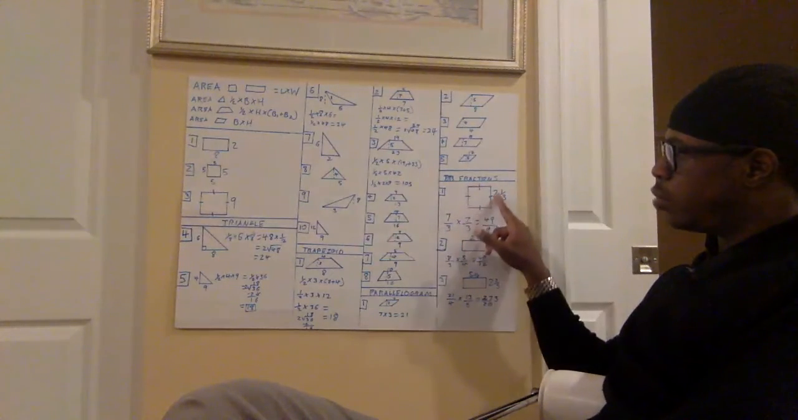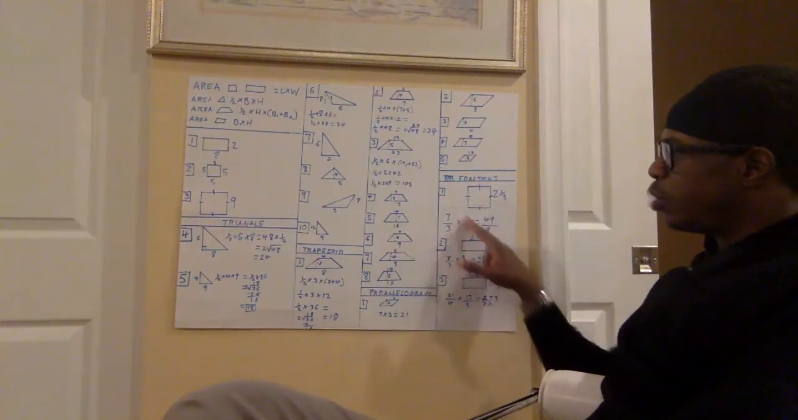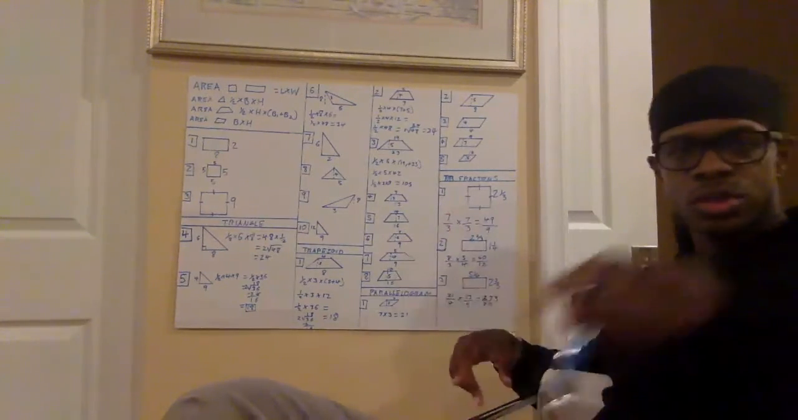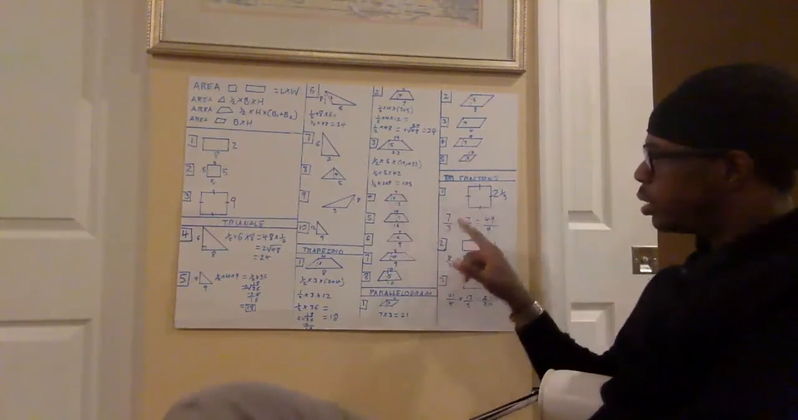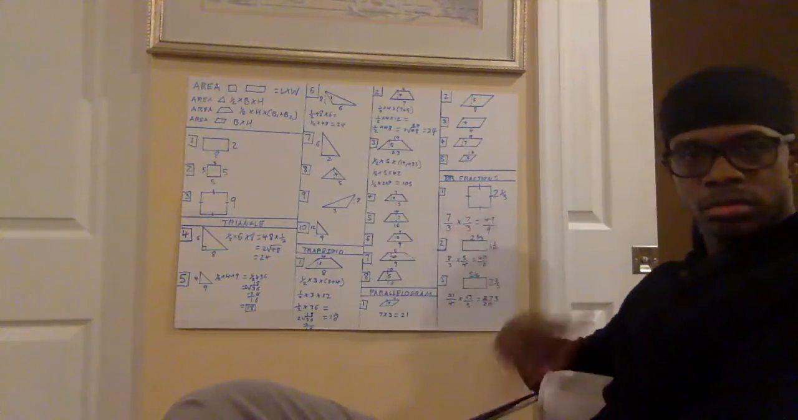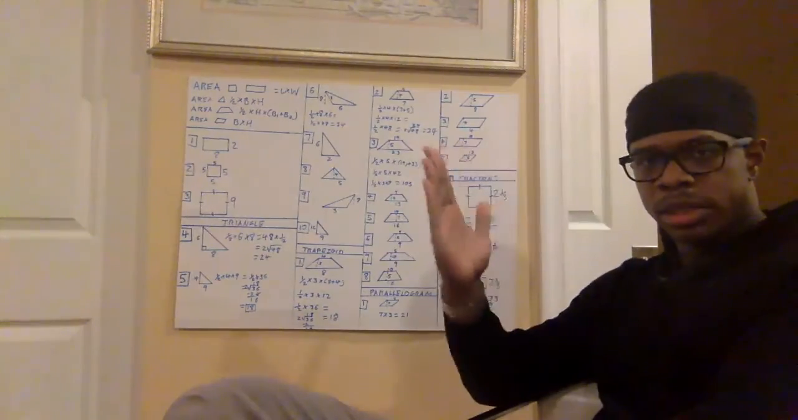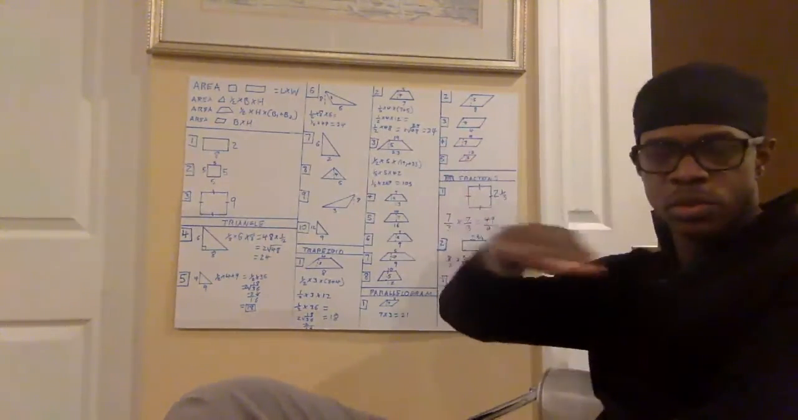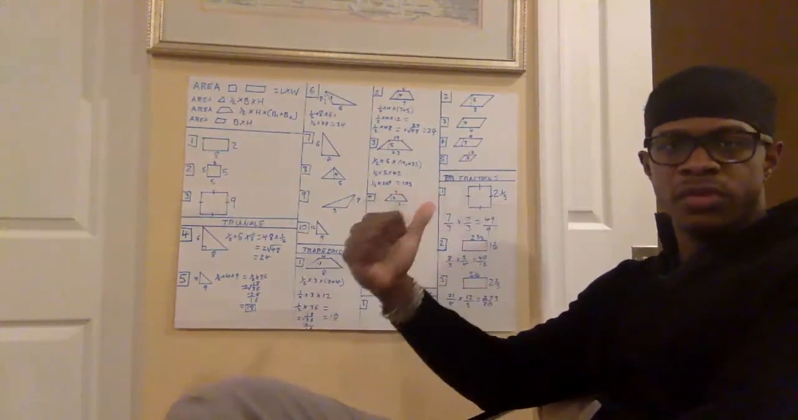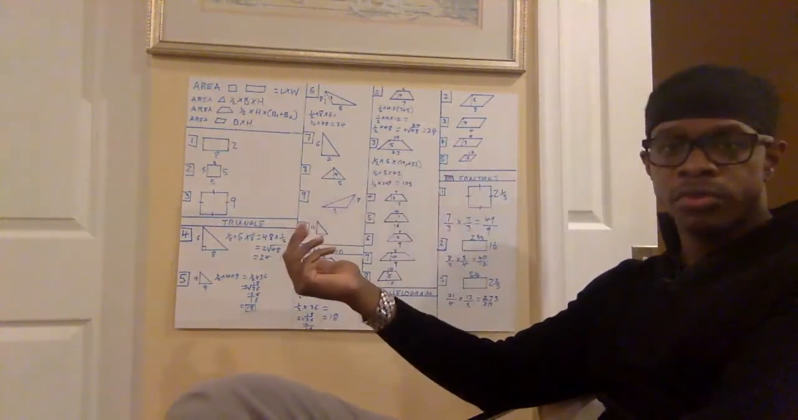So length times width, or 7 over 3 times 7 over 3. When you're multiplying fractions, you just go straight across. 7 times 7 is 49. 3 times 3 is 9. Boom, you're done. So area, length times width. And if they give you a mixed number, you need to convert it to an improper fraction.